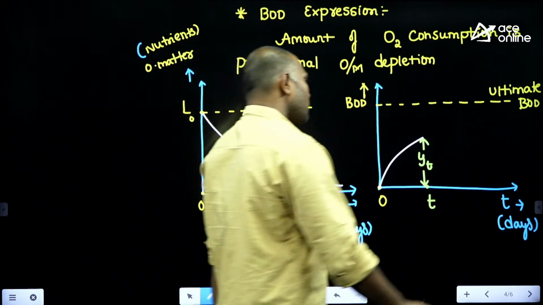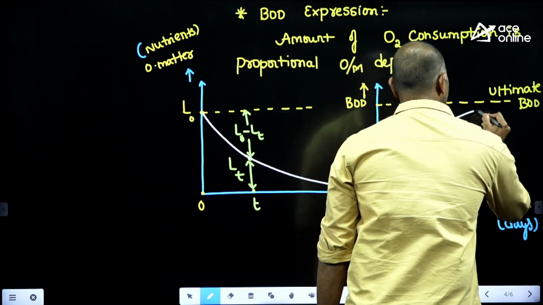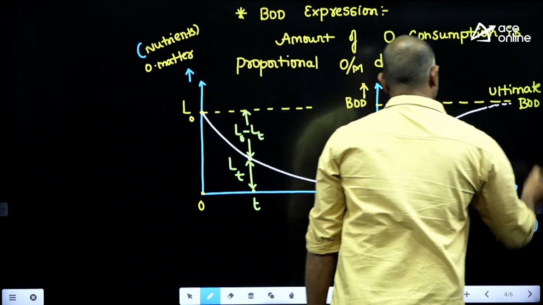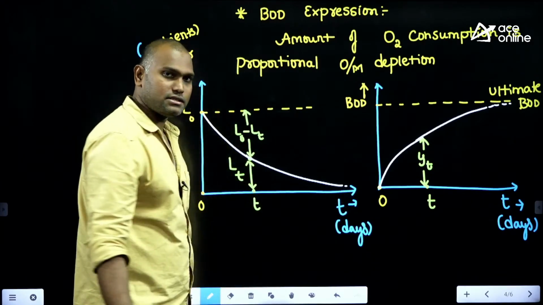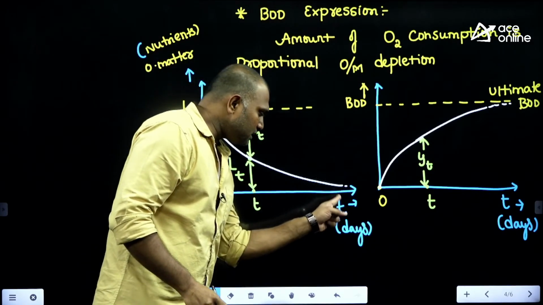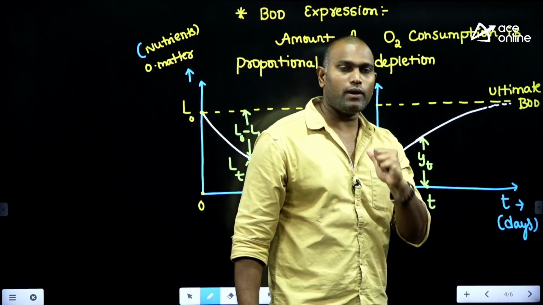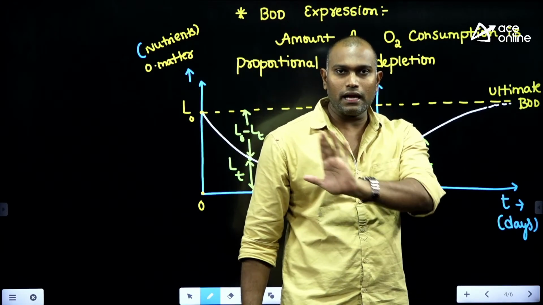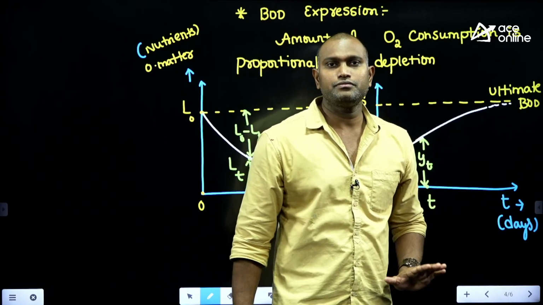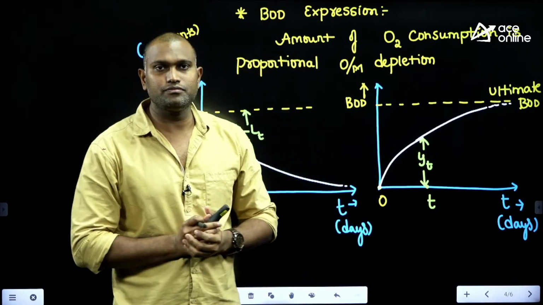With time, the consumption of oxygen will increase. Now you see, these graphs approach the axis asymptotically. They are not touching the x-axis. They are not touching the ultimate BOD. Why, sir? Because 100% of organic matter cannot be removed. Theoretically it is, but practically it is not going to be possible.